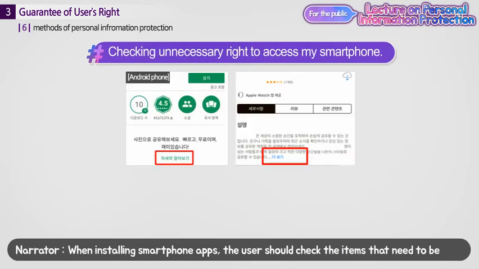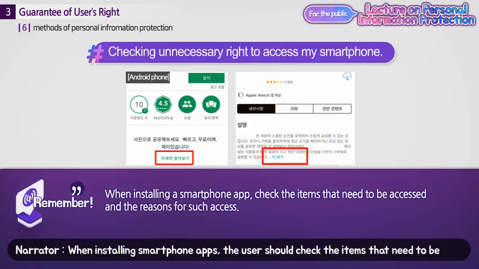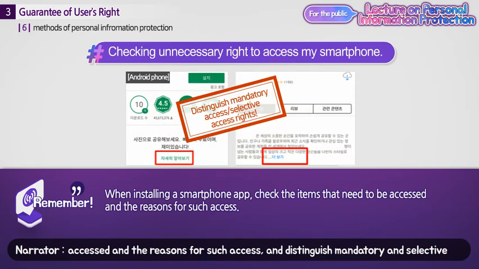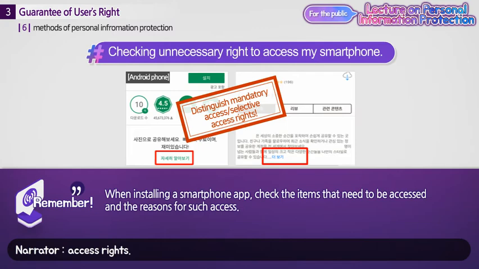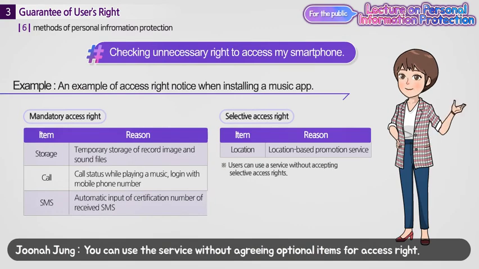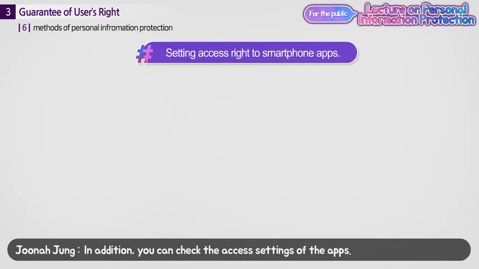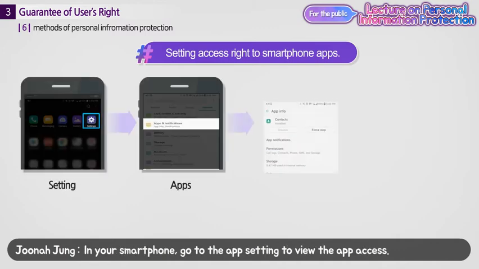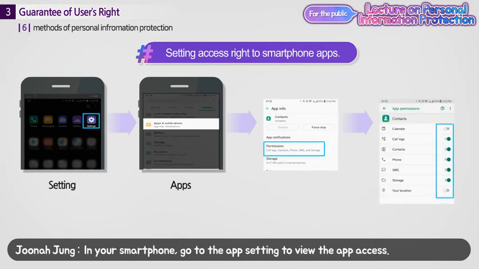When installing smartphone apps, the user should check the items that need to be accessed and the reasons for such access, and distinguish mandatory and selective access rights. This is a case of access right notification when installing a music app. You can use the service without agreeing optional items for access right. In addition, you can check the access settings of the apps. In your smartphone, go to the app setting to view the app access.